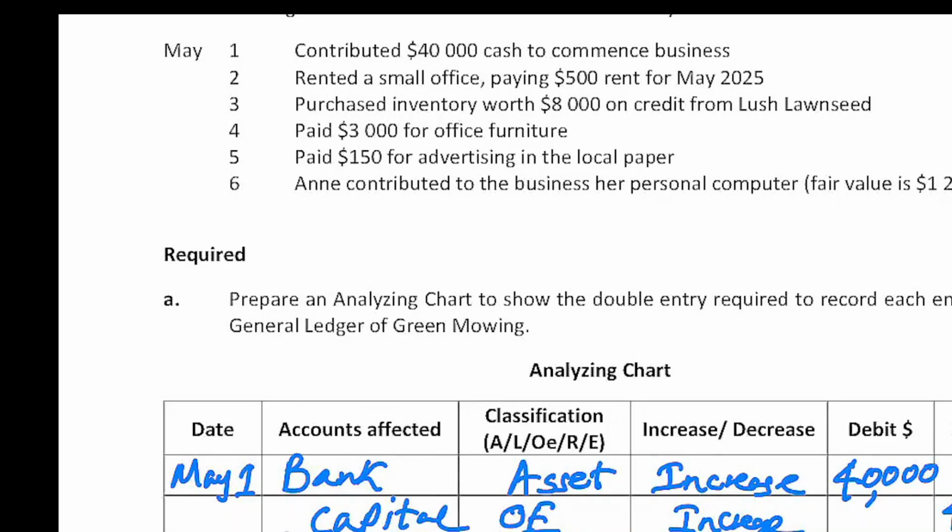Increase or decrease? Increase. How much? 500. Right. Then what is the other item? Bank. What is it? Again asset. Increase, decrease. What is it? Decrease in the bank. 500 debit or credit in the bank? Asset decrease. Yes. Credit.